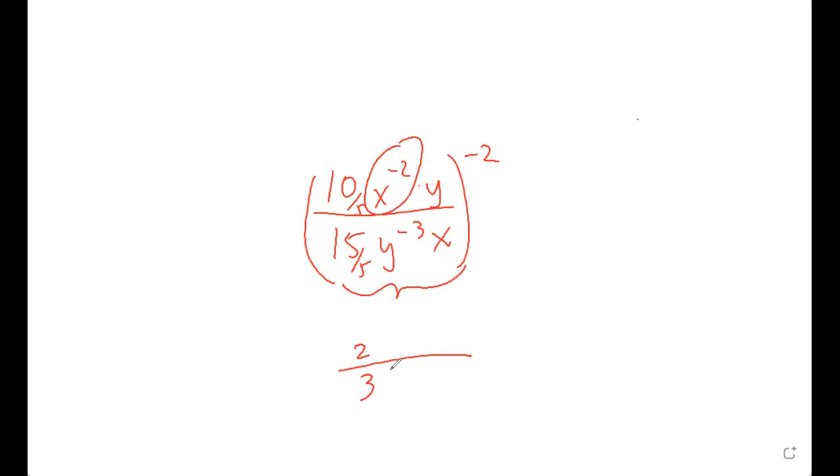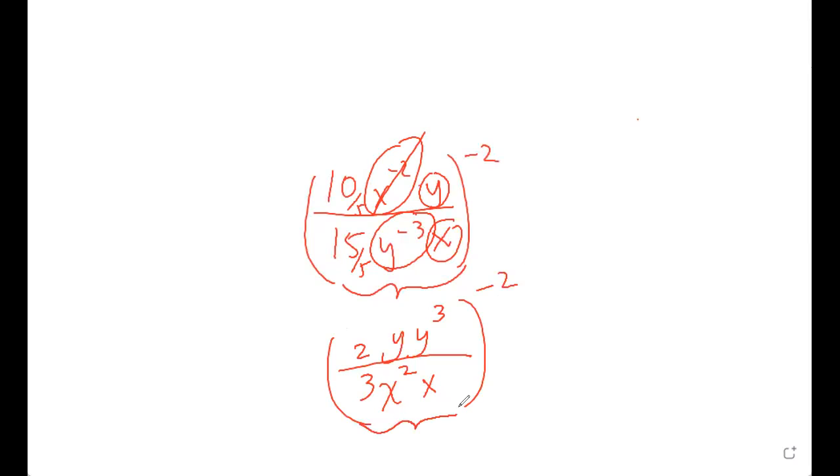And make this into a positive, put it in the denominator. All right, so that's gone. The y is still up there. Y to the minus 3 on the denominator, we're going to put into the numerator, it becomes +3. And of course, x is still here. Okay, so simplifying this further, we're going to have 2y to the 4th over 3x cubed.